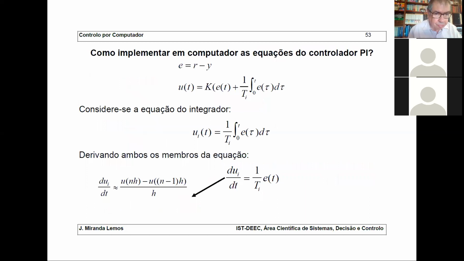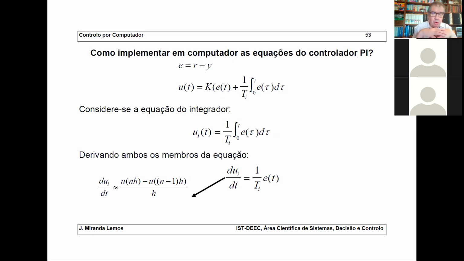Okay. Now, we have the equations for the PI. Okay. And first of all, what is the relation with PI? Why is PI so popular? What is the relation of PI and what I've just discussed in slide 52? Some ideas.